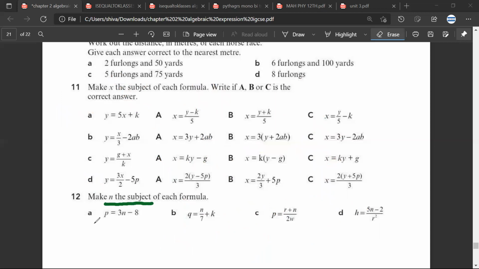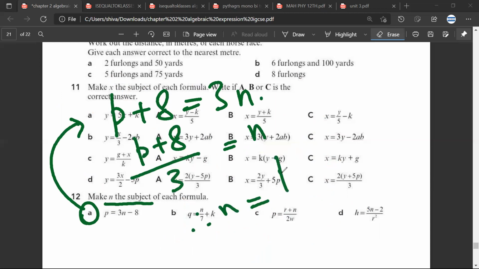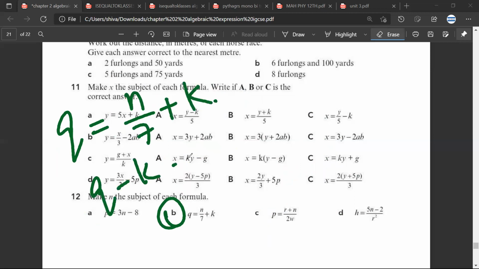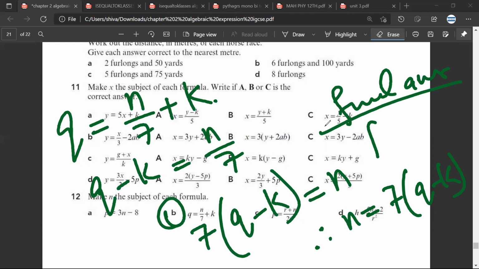Now you need to make p the subject. Let us take a part. p plus 8 is equal to 3n. n is equal to p plus 8 whole upon 3. Therefore, n is equal to p plus 8 upon 3. Arman, have you understood? Yes, sir. q is equal to n by 7 plus k. So q minus k is equal to n upon 7. Yes. 7 into q minus k is equal to n. Therefore, n is equal to 7 into q minus k is the final answer. Any doubt? No, sir.